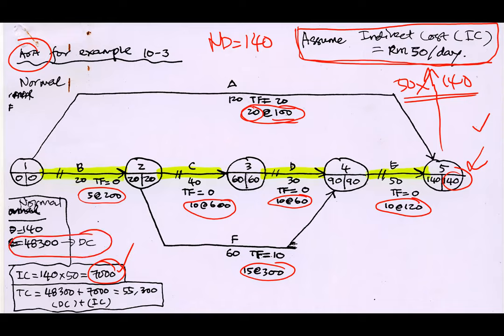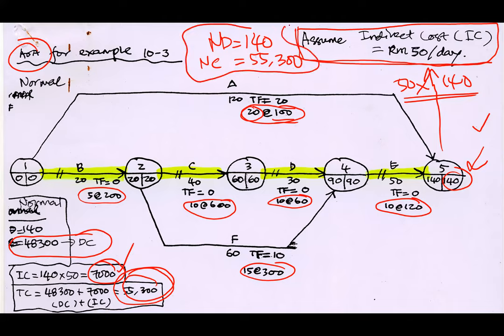Normal cost, that is the direct cost. So what is the total cost? Direct cost plus the indirect cost, equivalent to 55,300. This is what we call the beginning. So now we already established the normal cost for the project is 55,300. Okay, so we establish this first, and the project is running for 140 days.